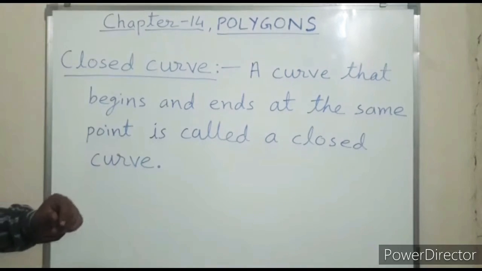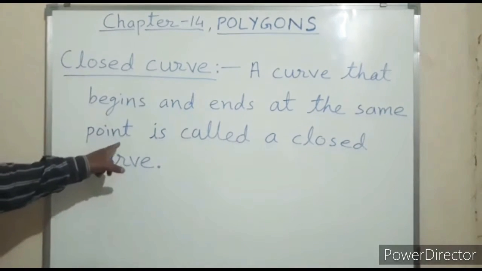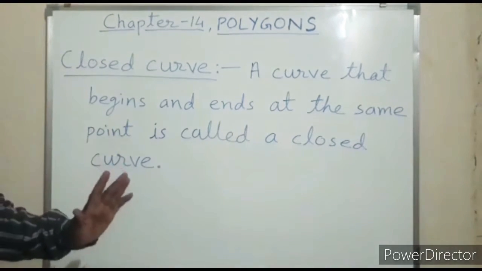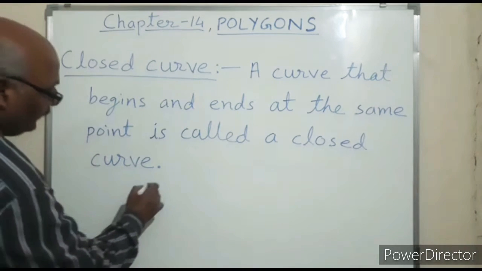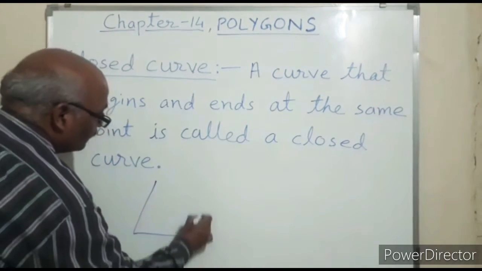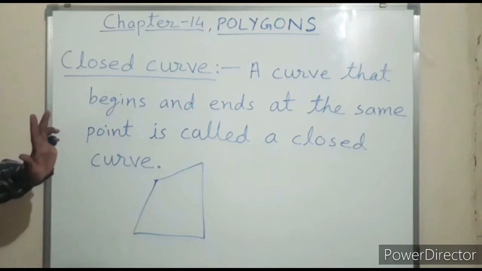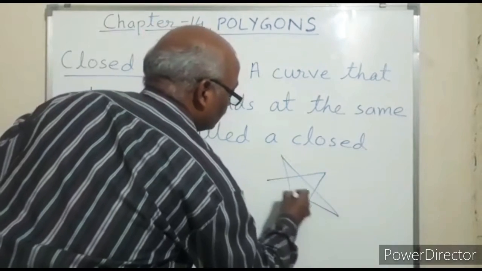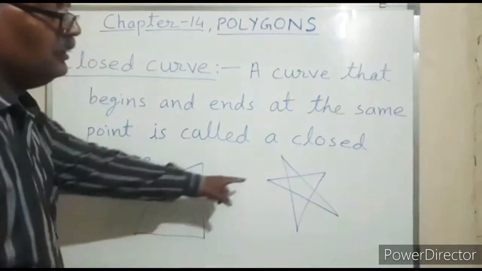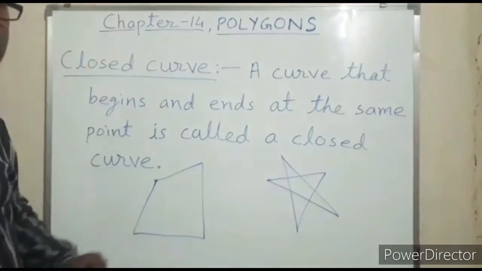Now, closed curve. A curve that begins and ends at the same point is called a closed curve. Any curve whose starting point and end point is same, such curves are known as closed curve. If we draw a curve like this, you can see its starting point and end point are same, so it is one example of closed curve. One example more. Again you can see the starting point and end point of this figure is also same, so it is again one example of closed curve.